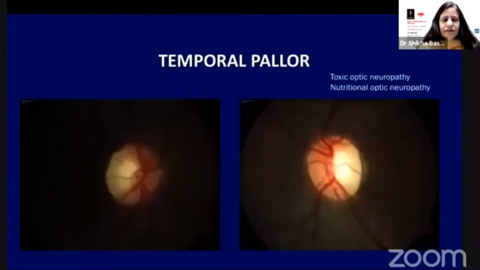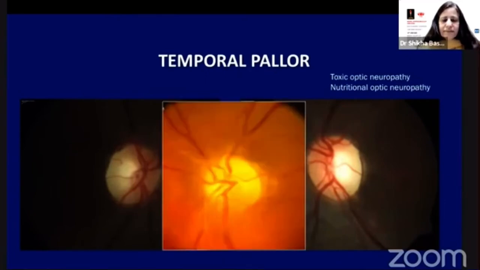Sometimes a patient presents with just bilateral temporal pallor. Could be because of ethambutol toxicity, that is toxic optic neuropathy, can be nutritional optic neuropathy. And you'll see that, just to compare it with sectoral pallor of any ION, here its superior half is pale, here the temporal half is pale.